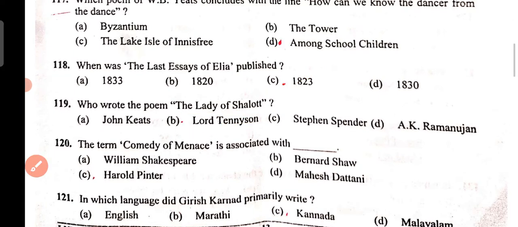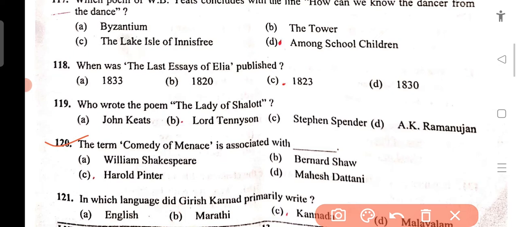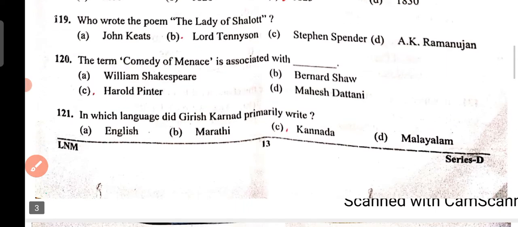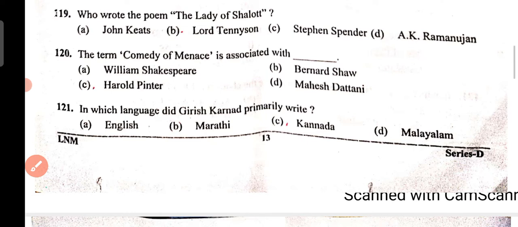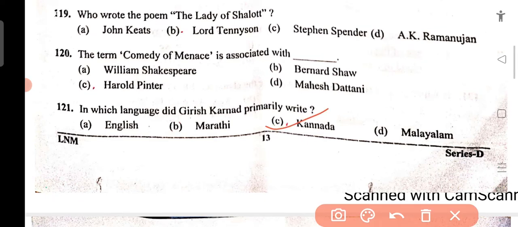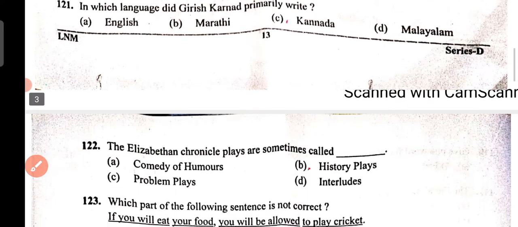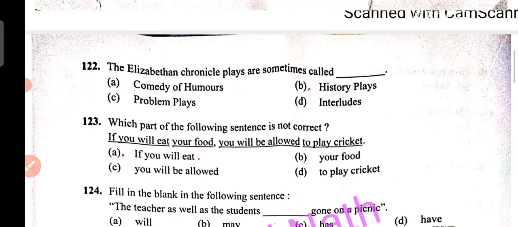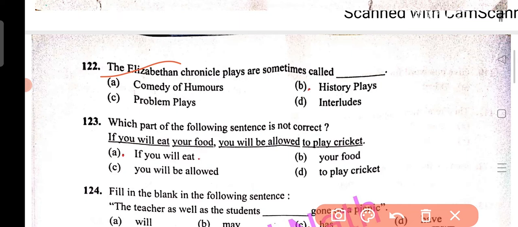Now the next question, number 120: the term comedy of menace is associated with Harold Pinter. Now question number 121: in which language did Girish Karnad primarily write? Answer C, Kannada. Now question number 122: the Elizabethan chronicle plays are sometimes called history plays.